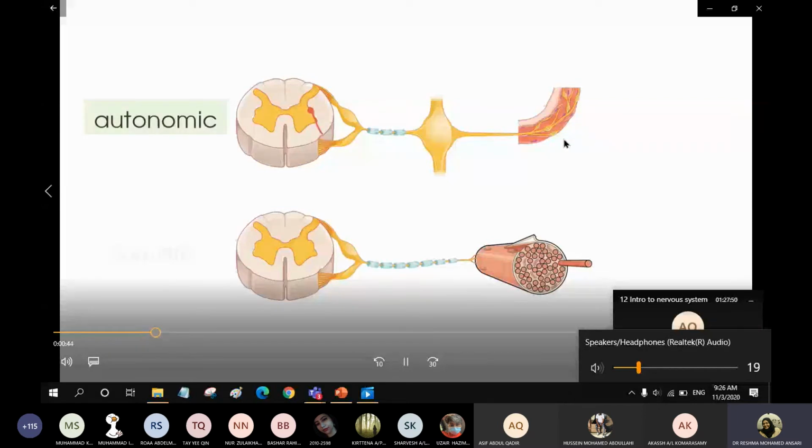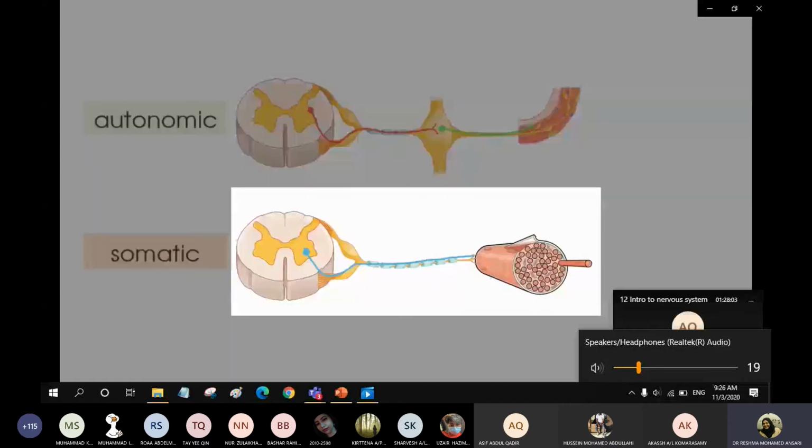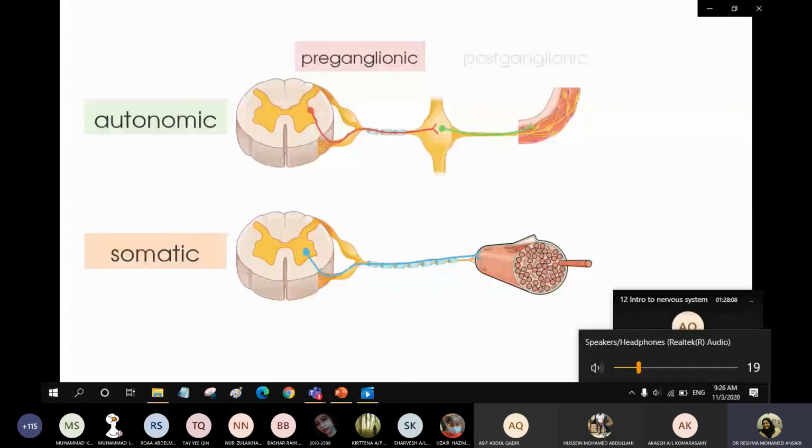So if you see here, there are smooth muscle and ganglia. The above figure is autonomic. When it goes to the smooth muscle, it synapses in the ganglion and goes to the organ; we call it autonomic, or this is the usual sympathetic. The one below is the somatic nervous system, where directly without any synapsing in the ganglia, it goes to a skeletal muscle. The cigar-like structure is the skeletal muscle.